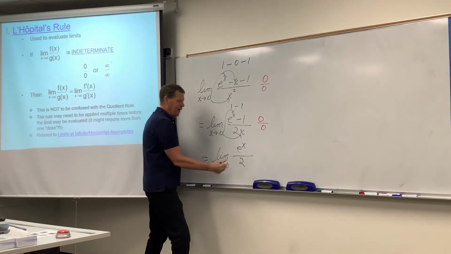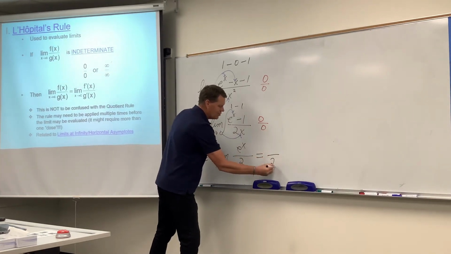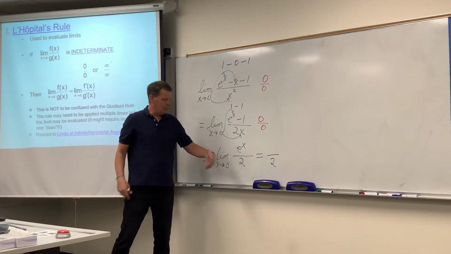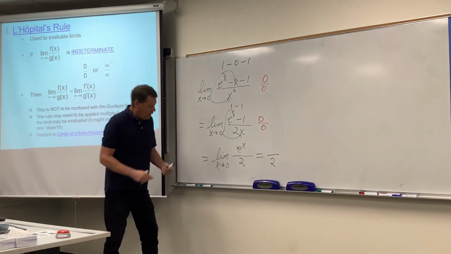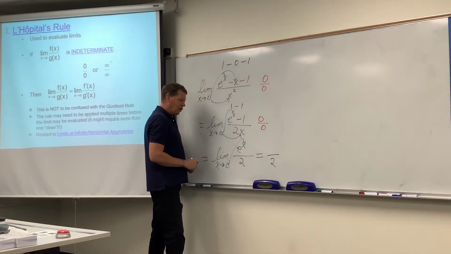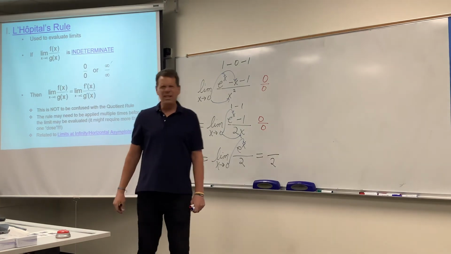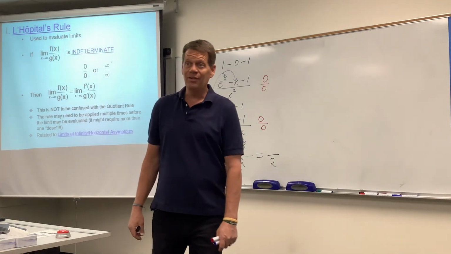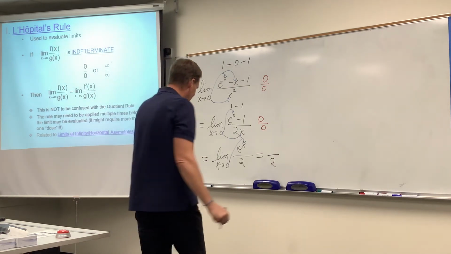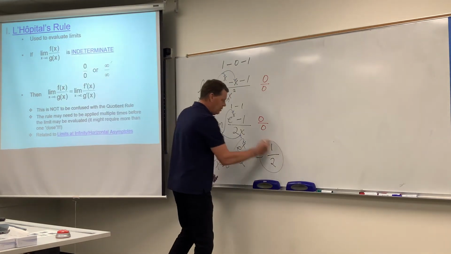By the way, I think we're done here because the denominator is 2, isn't it? There's no variable left down there. Doesn't matter what x approaches, 2 is going to stay 2. Plug 0 in for x upstairs. And e to the 0 power. What's e to the 0 power? What's anything to the 0 power? 1! That's right. 1/2. Boom.